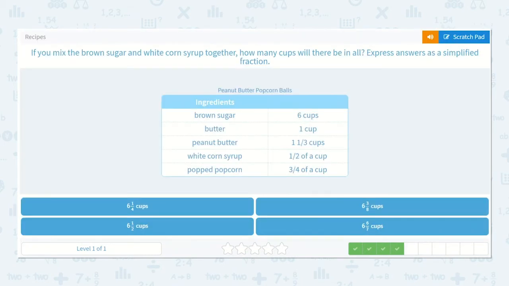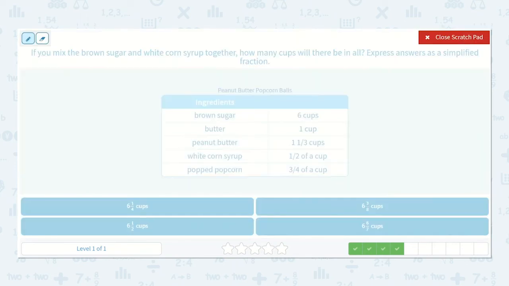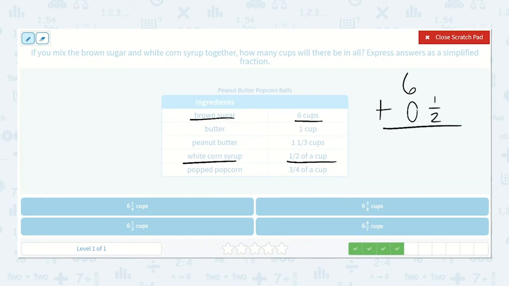If you mix the brown sugar and white corn syrup together, how many cups will there be in all? Express answers as a simplified fraction. So the brown sugar is 6 cups, and the white corn syrup is 1/2 cup. So if we have 6 plus 1/2, we would write our 1/2 over here, because it is like 0 and 1/2. So 0 plus 1/2 is 1/2. 6 plus 0 is 6. 6 1/2.